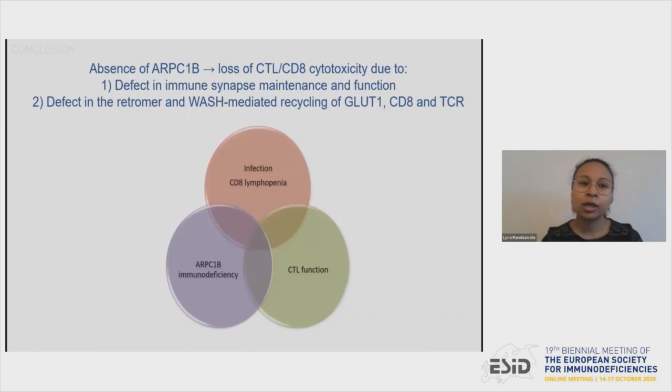To conclude, we have shown that absence of ARPC1B leads to a loss of CD8 cytotoxicity, with a defect arising at two levels. First, a defect in the immune synapse maintenance and function, but a more profound defect arises as a result of the impaired retromer recycling of key receptors for CTL, including GLUT1 and TCR, and this accounts for the immunological manifestations that we see in ARPC1B immunodeficiency.